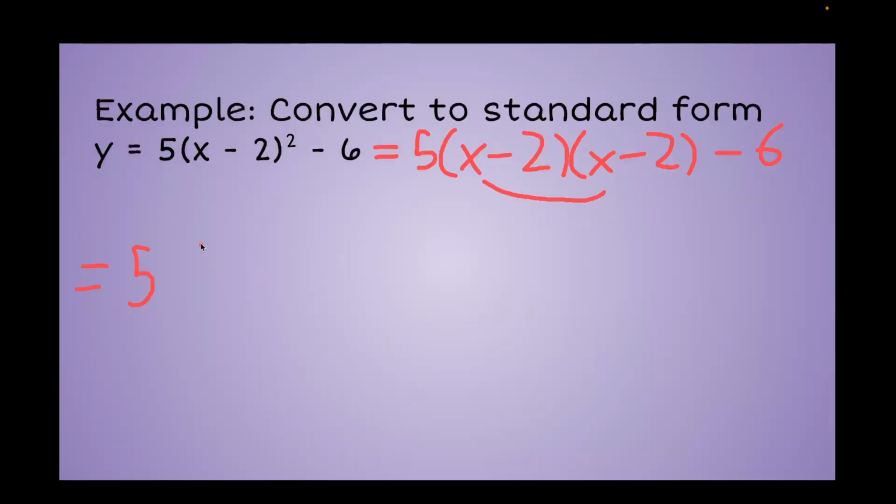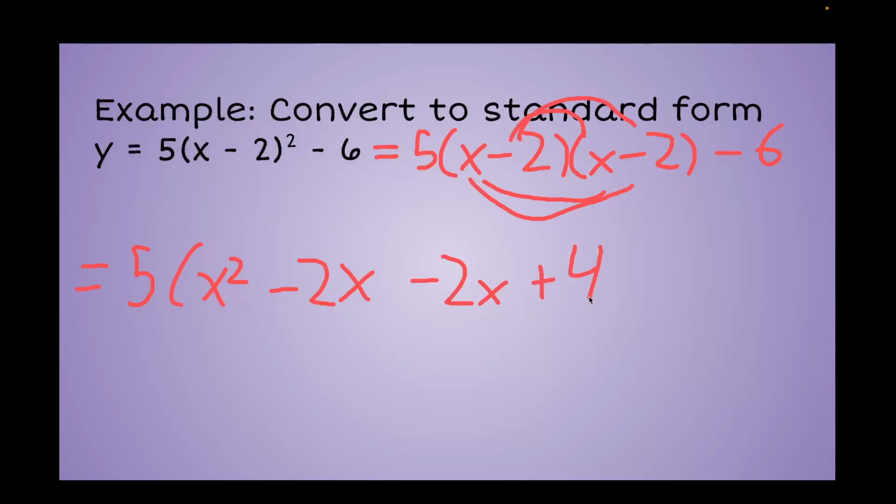And you do x times x. We want everything in parentheses. x squared. x times negative 2 is negative 2x. And then we go to this. Negative 2 times x is negative 2x. And then negative 2 times negative 2 is positive 4. Close the parentheses, then we have this thing out there still. And now we multiply this whole thing by 5.